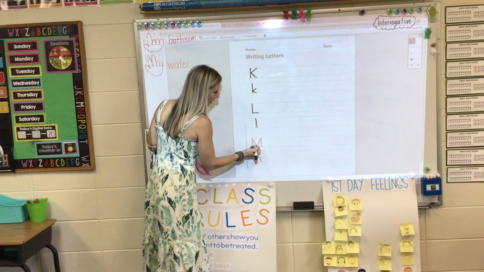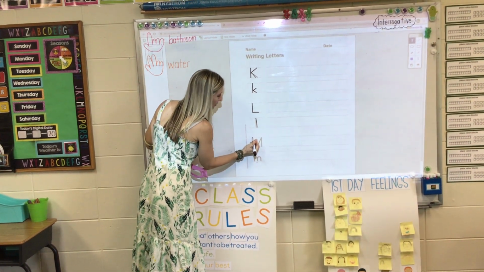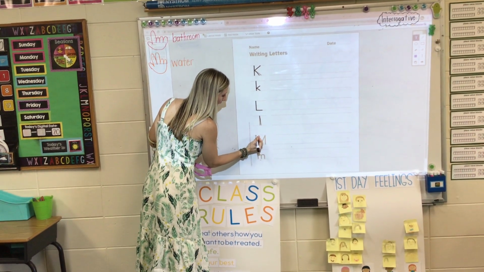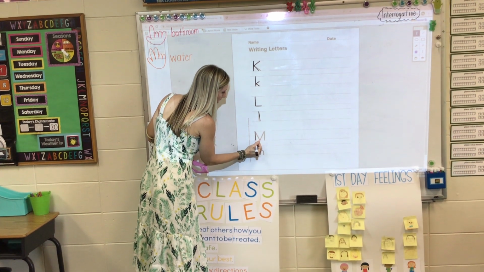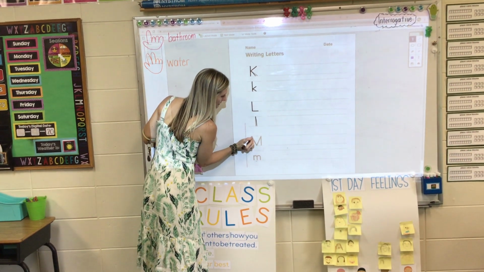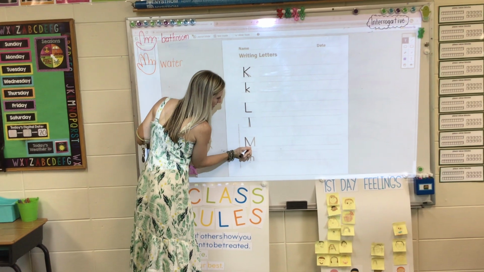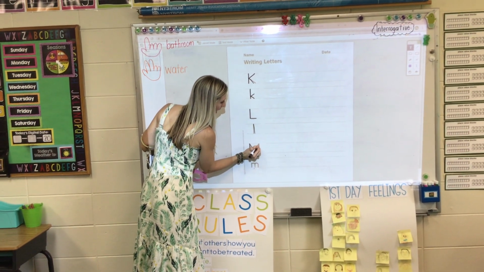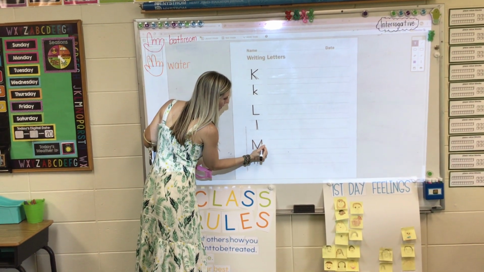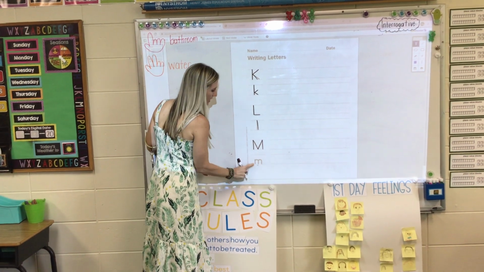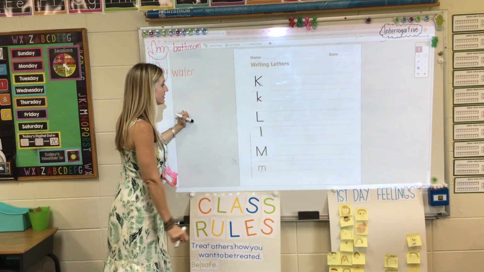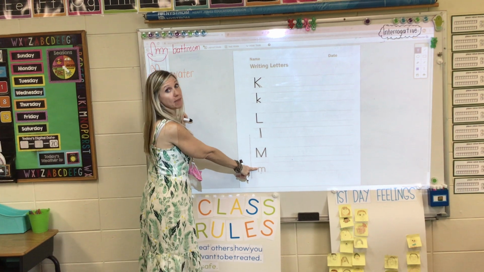For uppercase M, you start again with the same pull down line, starting with the headline straight down to the baseline. Then you're going to make a slant down, slant up, and then you're going to pull that line straight down. And then for lowercase m, it's the only one where we start at the midline.